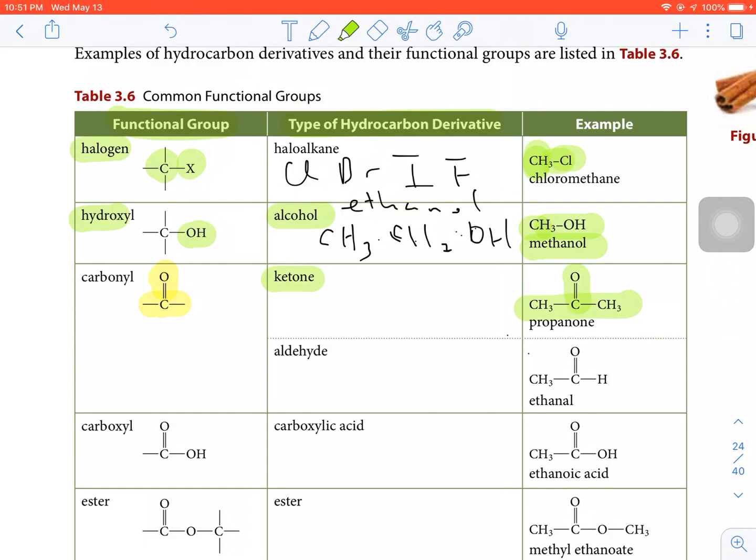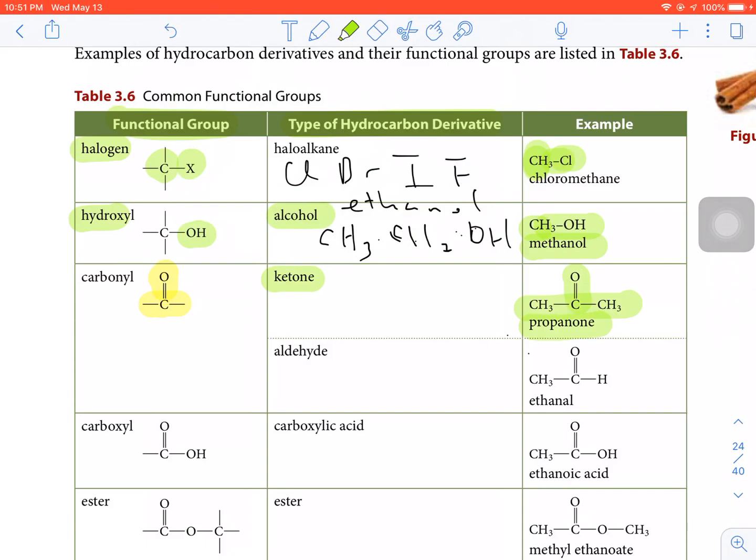So ketones, their name ends with -one, and because it's a ketone, you can see there's a C double bond O in the middle of the molecule, and it's propanone. Propane, 1, 2, 3 carbons, with an -one, a ketone group, in the middle.